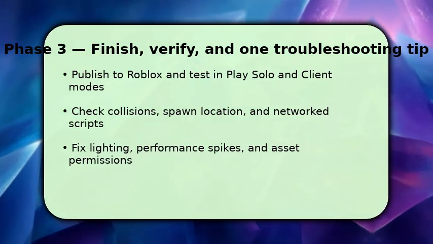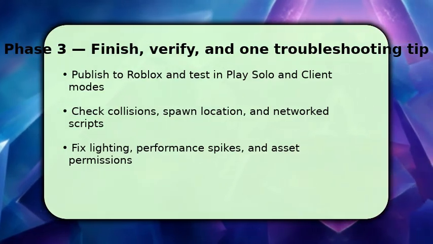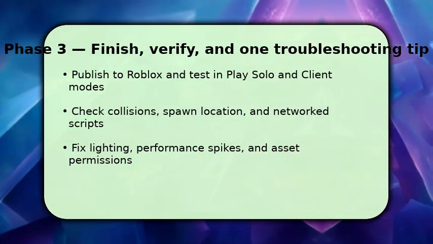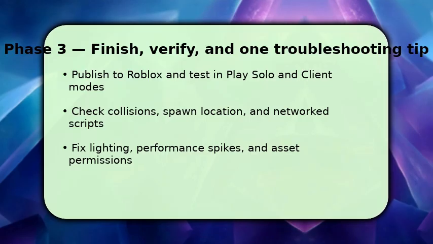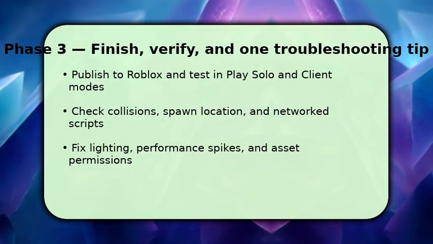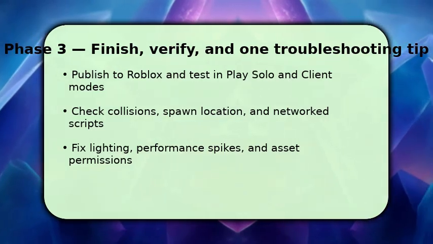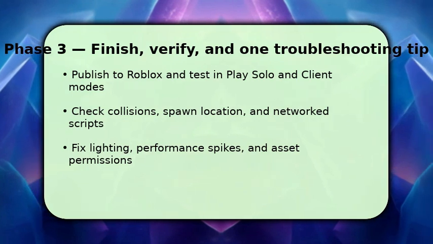If something fails, check the output for errors, confirm objects aren't unintentionally non-collidable, and look at performance stats for high part or texture counts. If lighting or assets break, rebake lighting, reduce texture sizes, and ensure assets are uploaded and set public or to the correct setting.